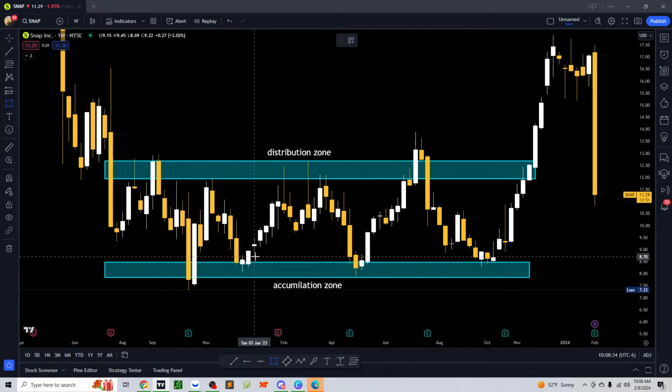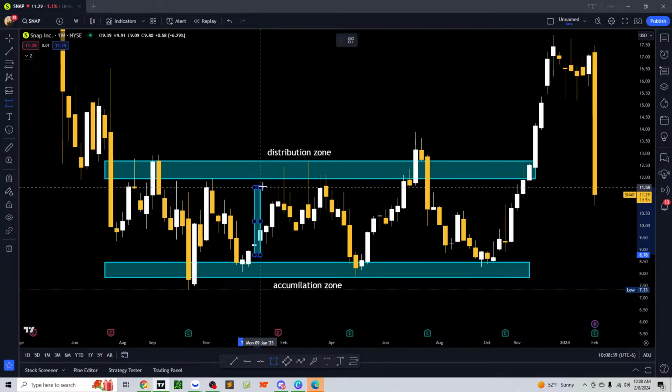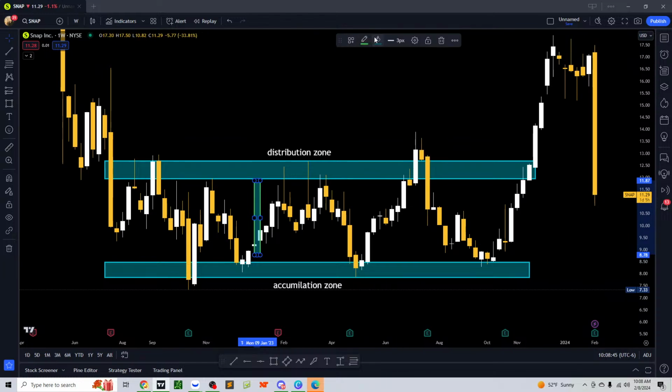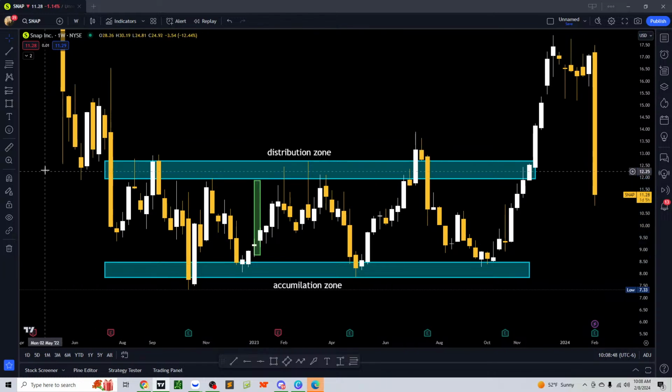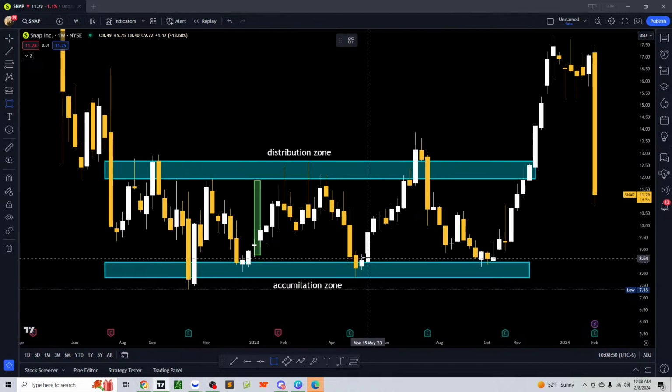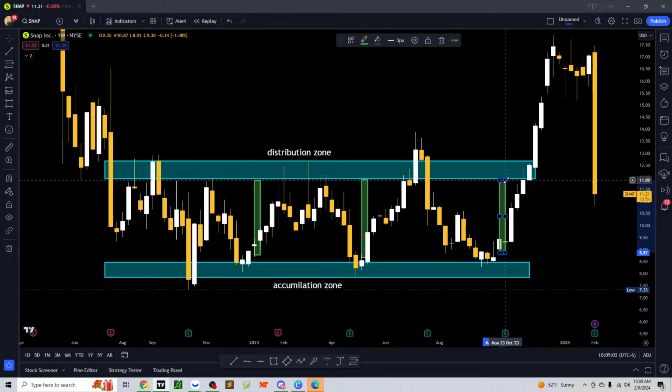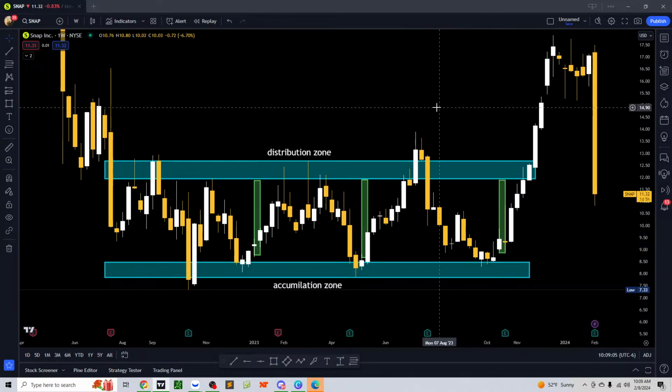If we were to take a long trade off of accumulation zones, we would take it here up to our distribution zone for our target. So this would be our first entry and target area. And then we would also take accumulation trades here up to that target again. So that would be trade number 2. And then we have trade number 3 right here. So we have 3 different trades here, very, very lucrative trades.